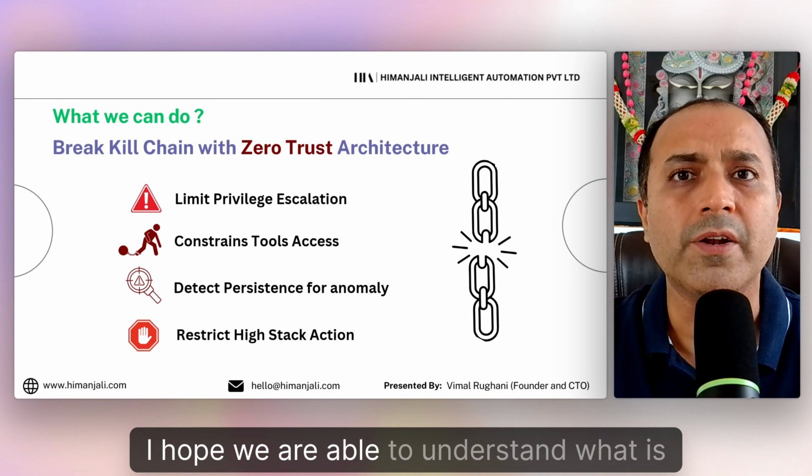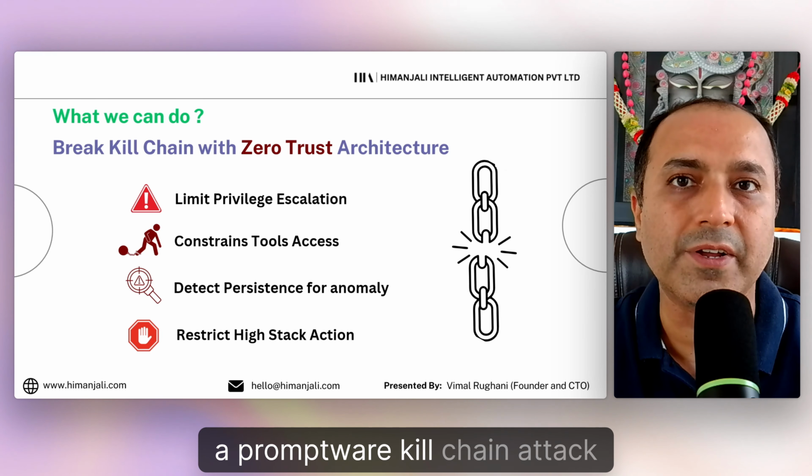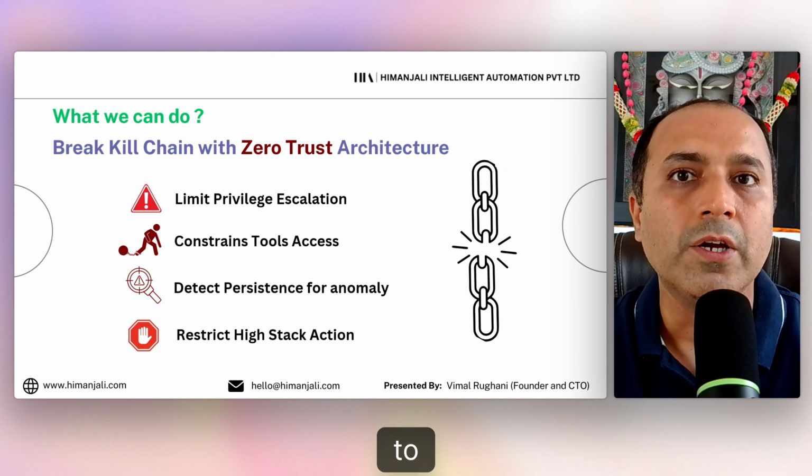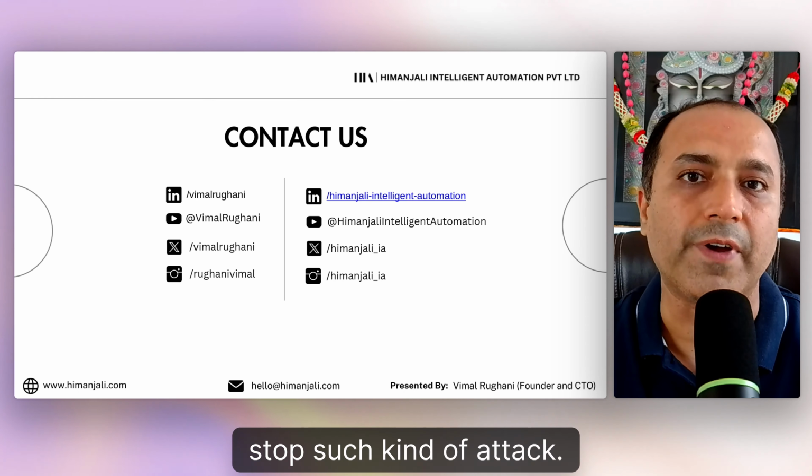I hope we are able to understand what a promptware kill chain attack is and what steps we can follow to stop such an attack.